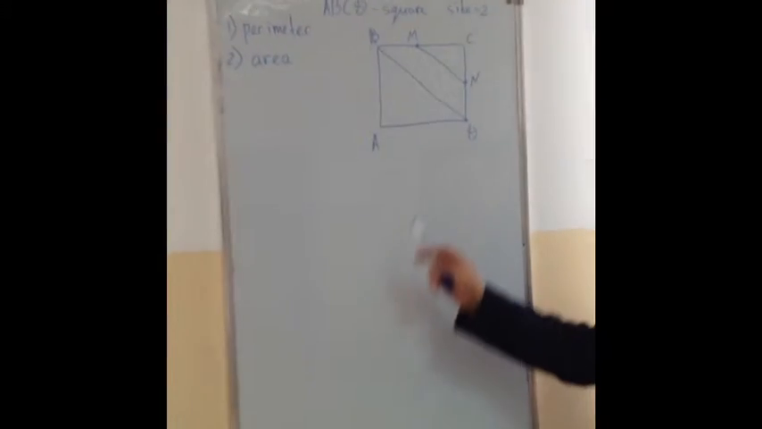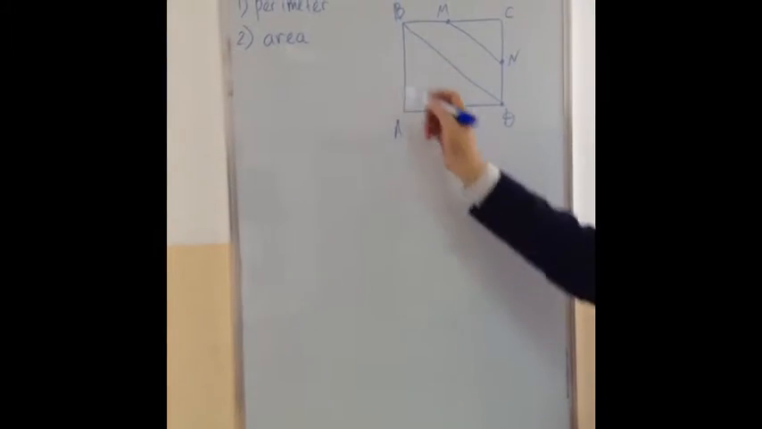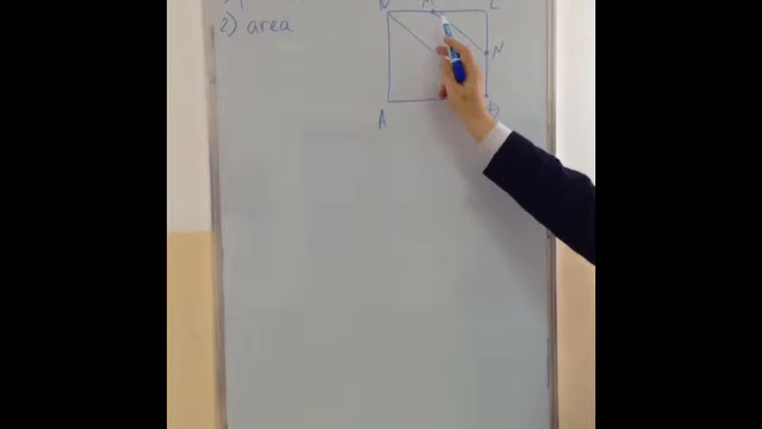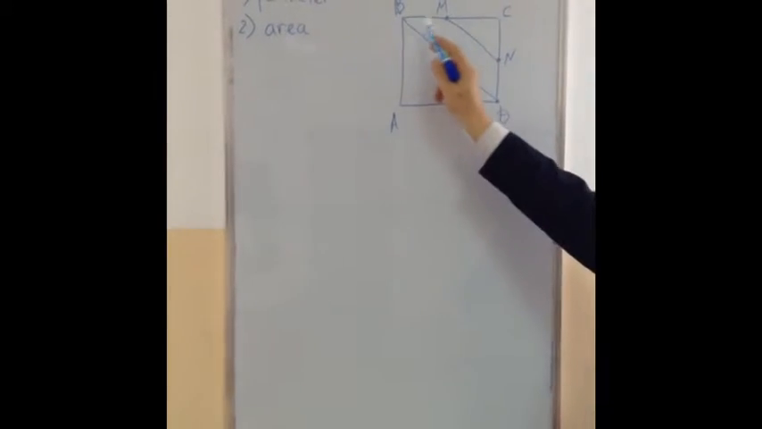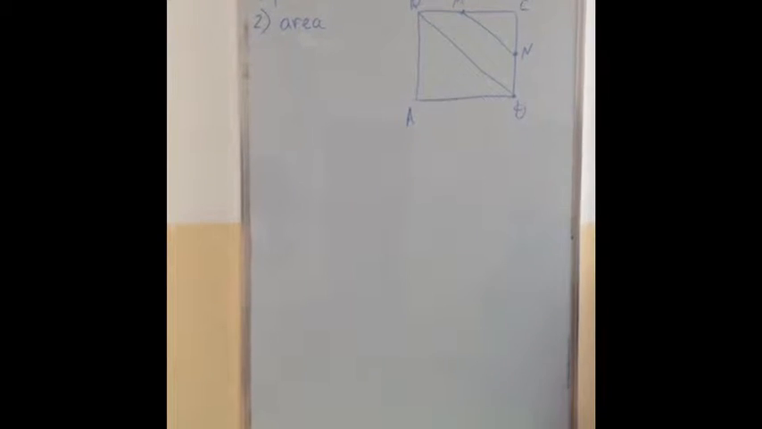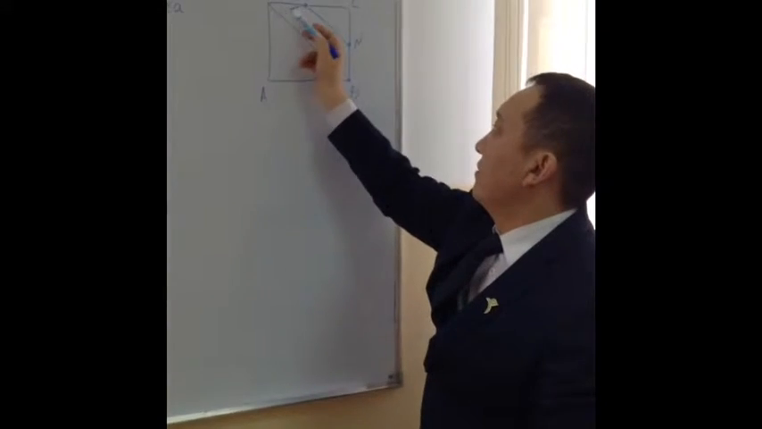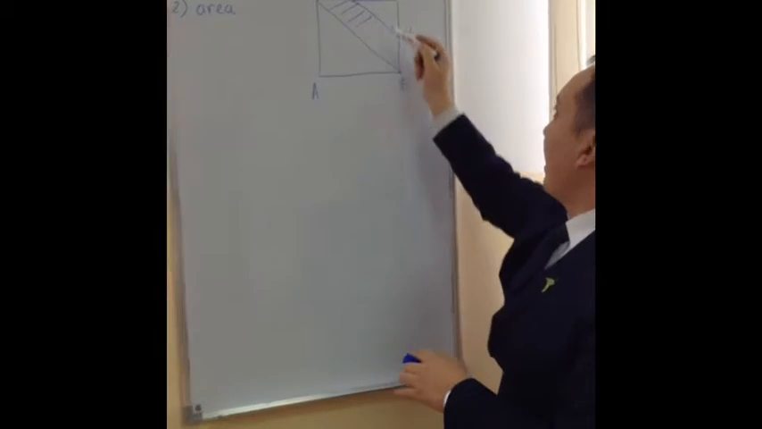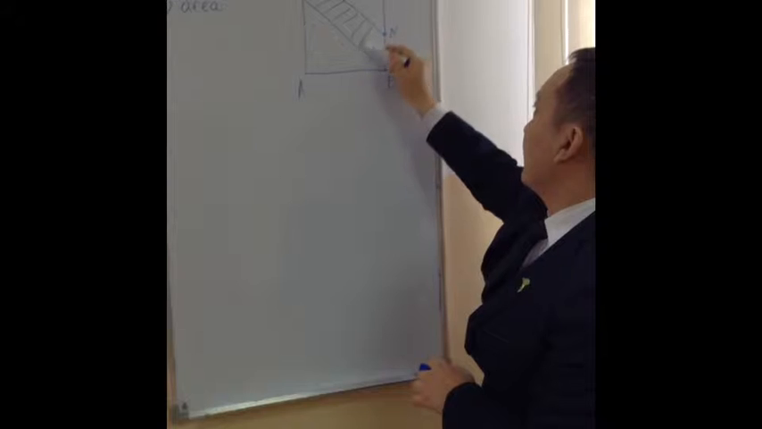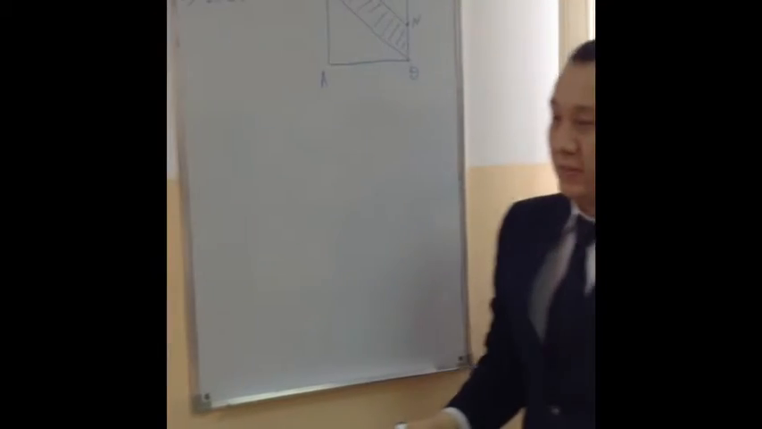So we have ABCD square with a side equal to 2. And the two points M and N are the midpoints of the sides BC and CD respectively. First, we should find the perimeter of this quadrilateral B, M, N, D. And the second task is to find its area.